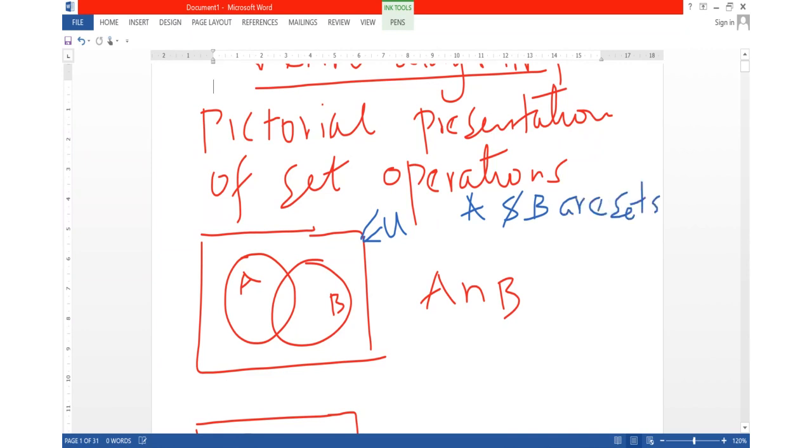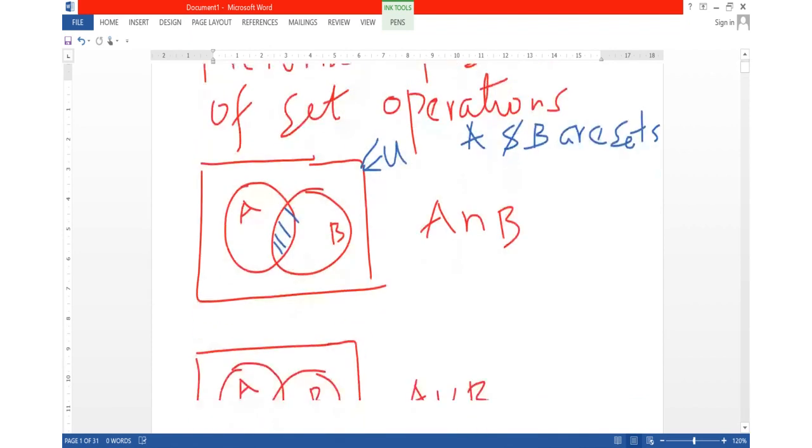Basically, for the intersection, we have A intersection B, which is the elements that A and B share. So if I shade the shaded part, that will be the intersection where they are sharing. So you can present them in a pictorial or diagram form.